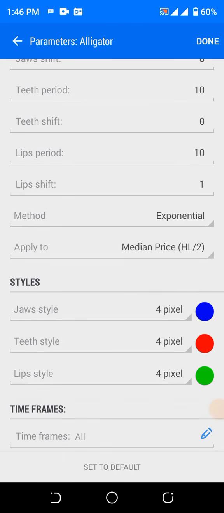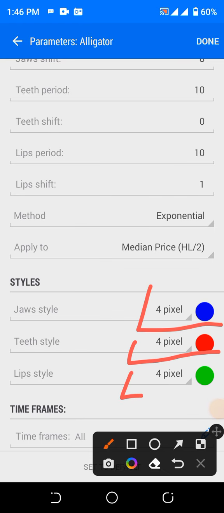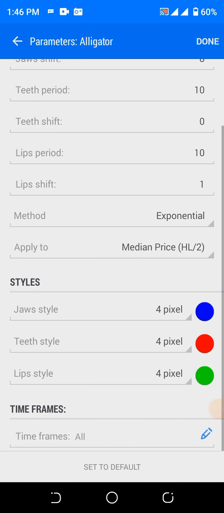So here are the styles. Jaw style 4 pixel, the color is blue. Teeth style 4 pixel, color red. Lips style 4 pixel, color green. Now this is all you need to do, set up the indicator.